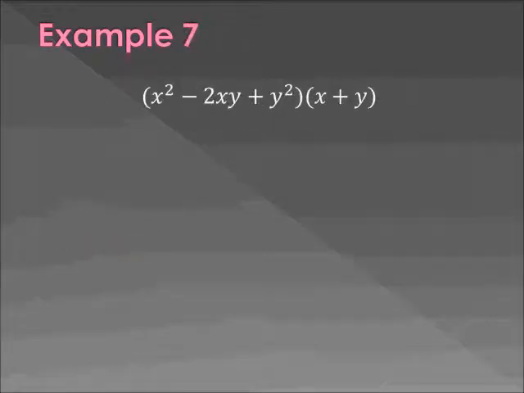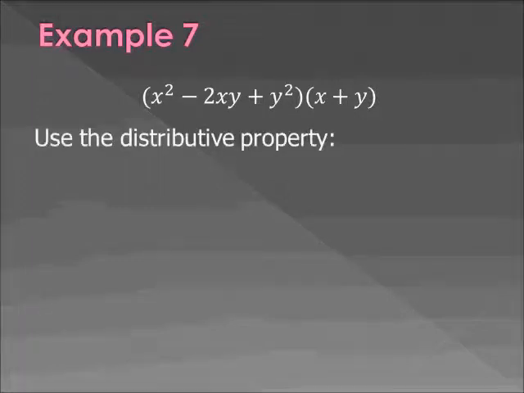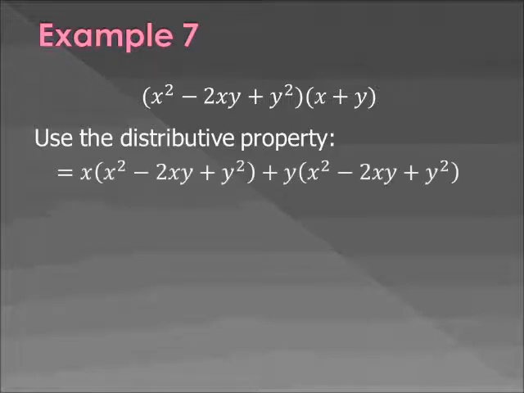Alright, example 7. X squared minus 2xy plus y squared times the quantity x plus y. Now we can use the distributive property like we did in number 5. I'm going to take the shorter term, which is the x plus y, and distribute the x and the positive y to each term in the trinomial. So it'll look like this.